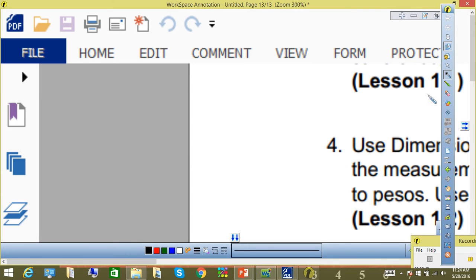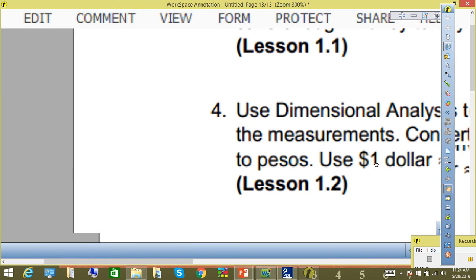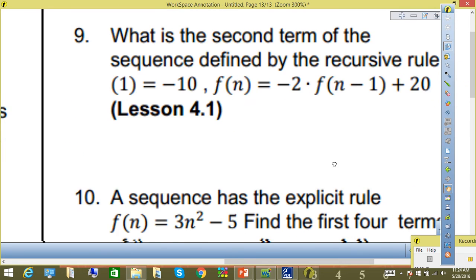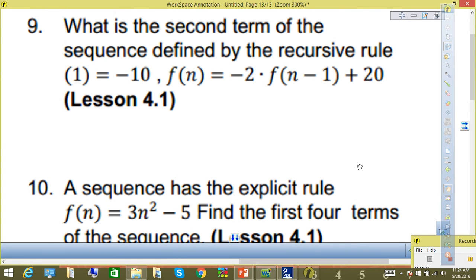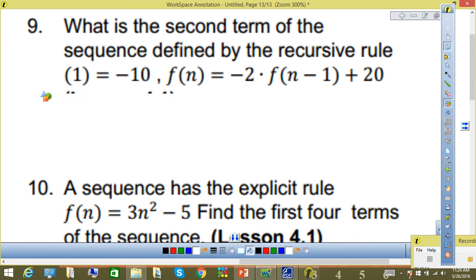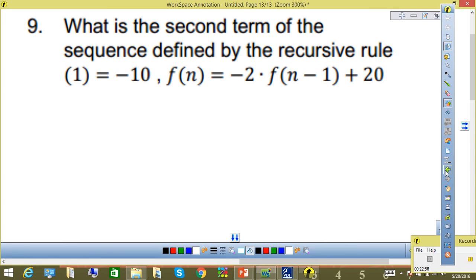What's that? Gave out what? All right, here we go. Number 9. What is the second term of the sequence defined by the recursive rule? So they want the second term, yes? So notice here, whenever they start, they want the second term, they start with the first term. And here, what's missing is f of 1 equals negative 10. Are we there? So we're going to use this rule.